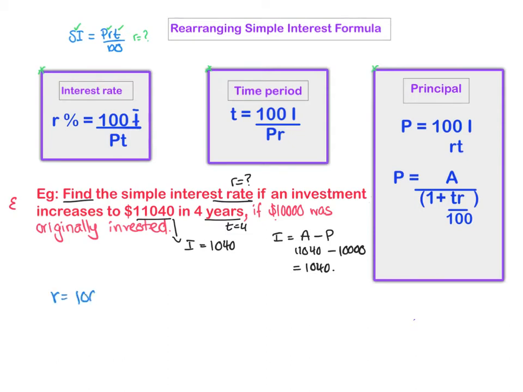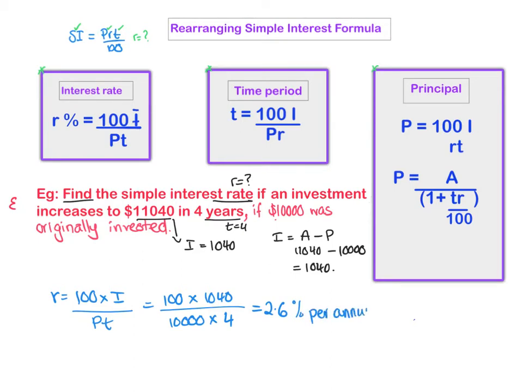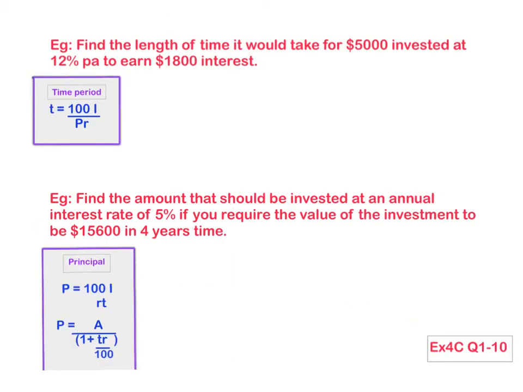So rate equals 100 times I over PT. So it's 100 times the interest over the principal, which was 10,000, times the 4 years, and we will get a rate. So we end up with 2.6%, and it's per year, but I'm going to write per annum because that's generally how we write a yearly rate.